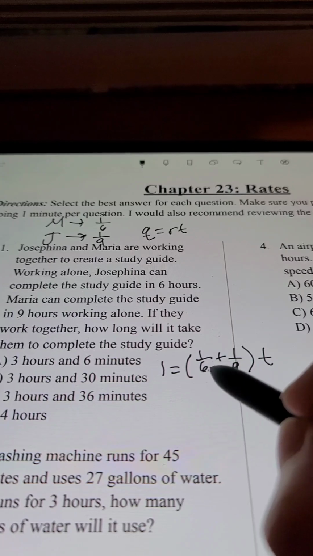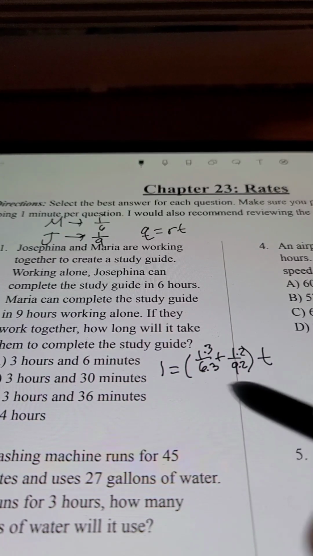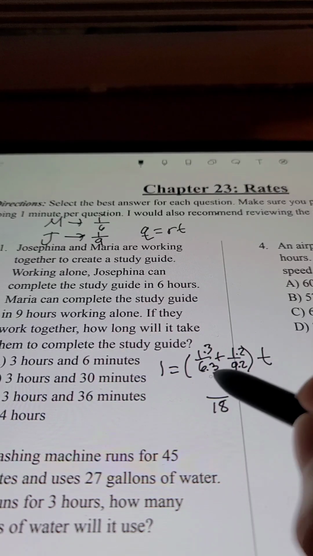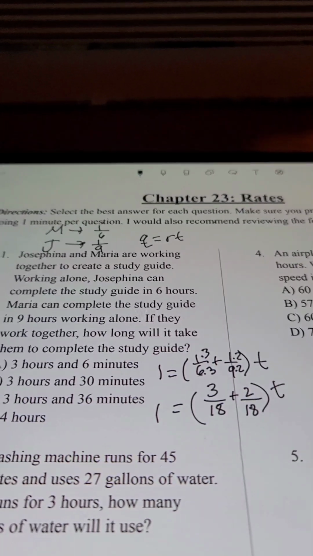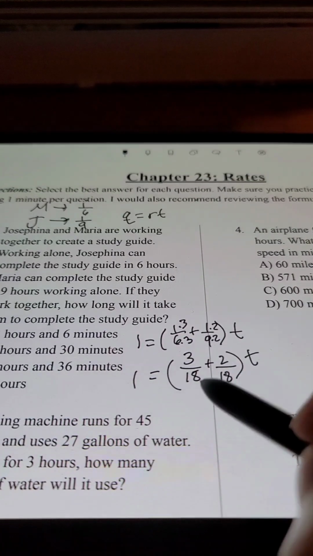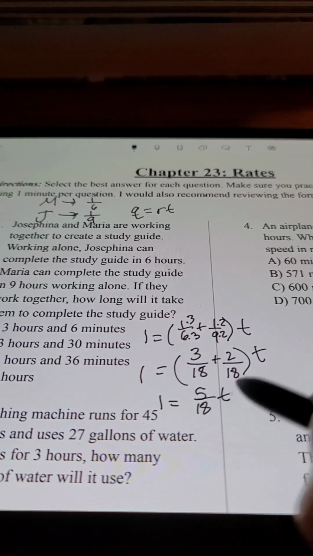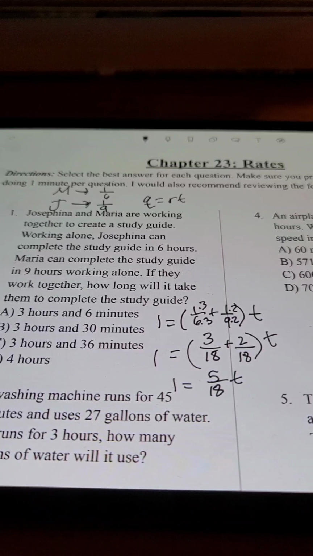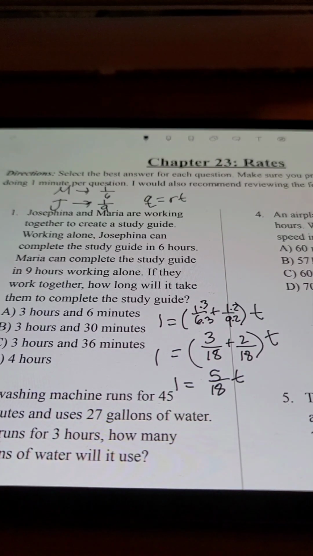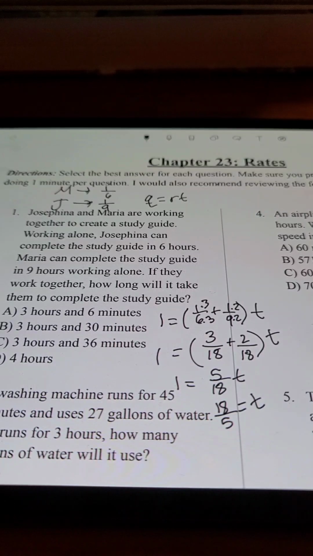So now I need to have a common denominator. So I'm going to multiply by 3 on top and bottom there and by 2 on top and bottom here so that I get a common denominator of 18. So then I'm going to get this. And then now I'm just going to combine that to get 5/18. So I get 1 is equal to 5/18 t. Now I just need to multiply by the reciprocal to get t by itself. So I'm going to multiply each side by 18 over 5. So I'm going to get 18/5 is equal to t.